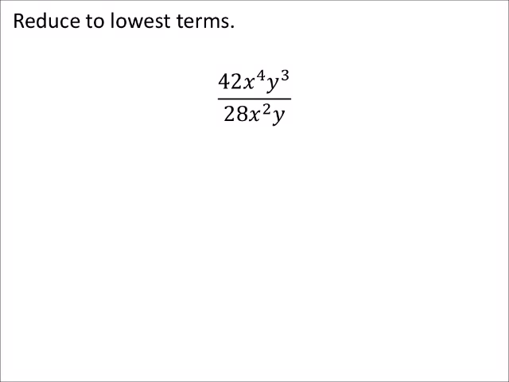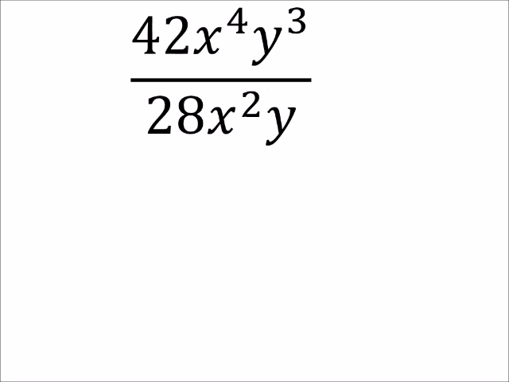So it says to reduce this one to the lowest terms. So on these types, what I like to do is kind of split these up. I like to split these up so that we're looking at numbers and then separate letters individually. So this is what I mean by that.